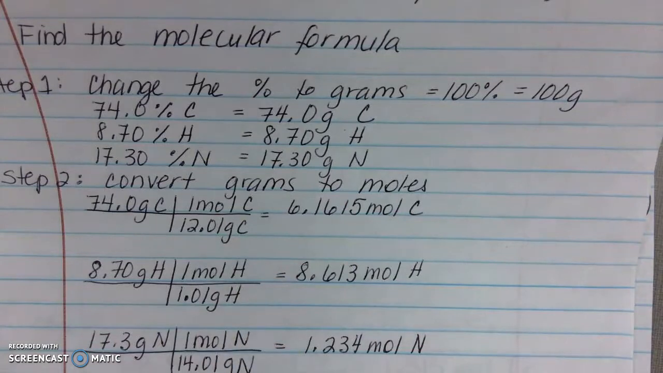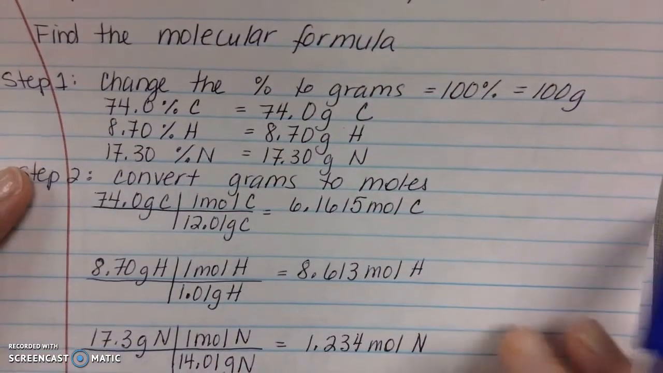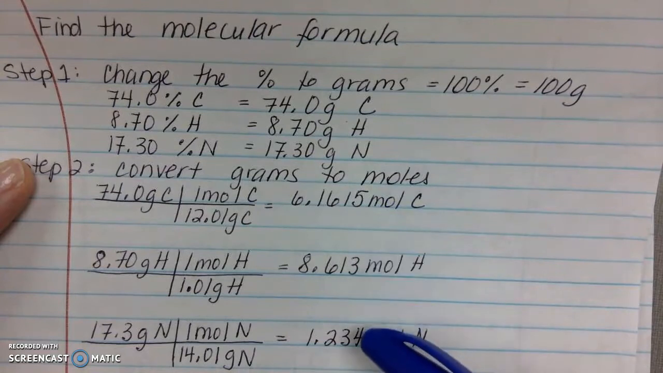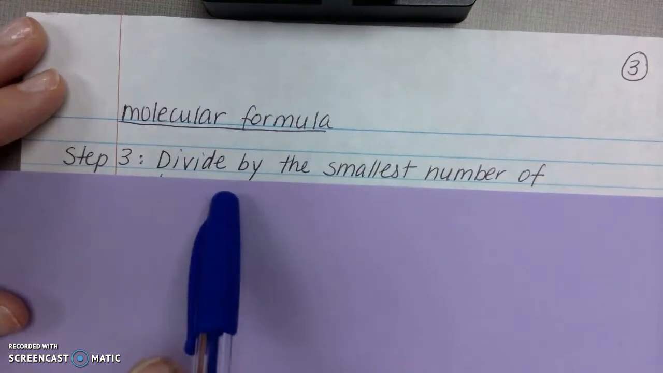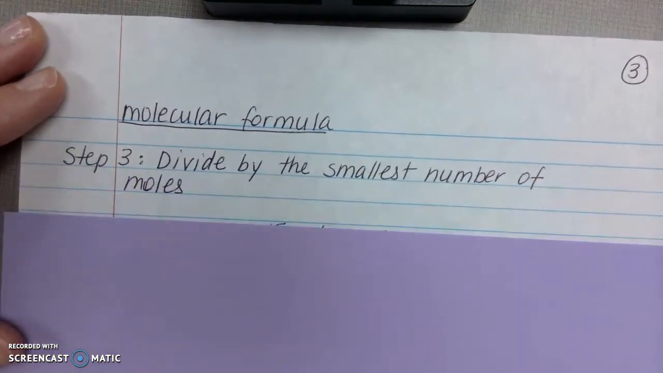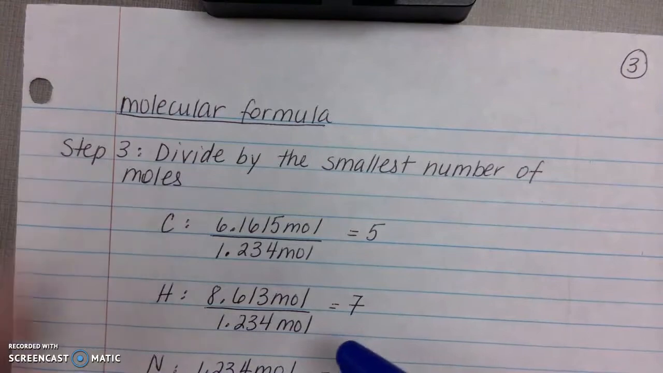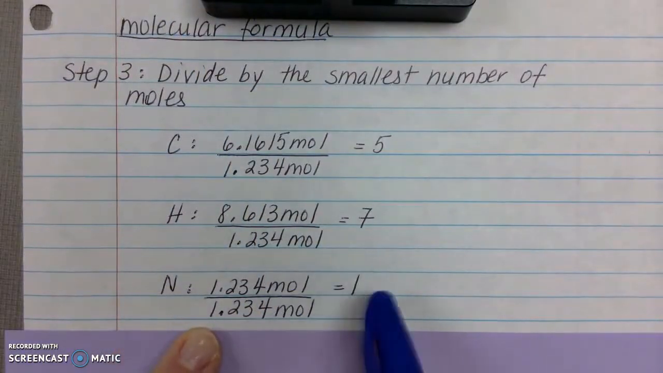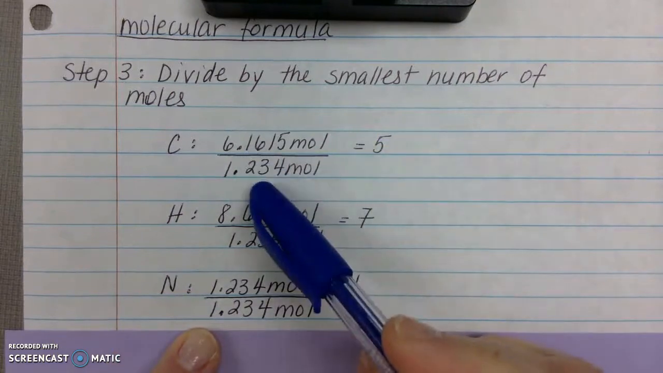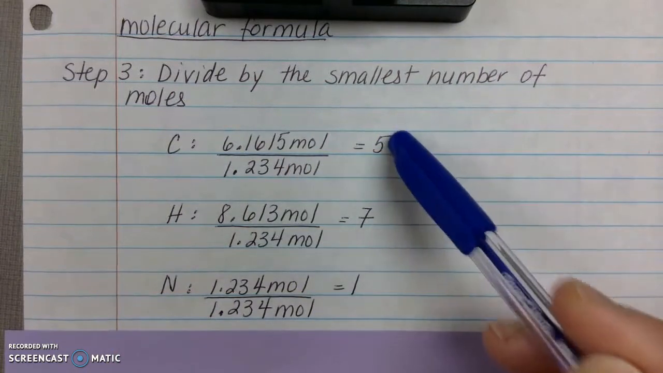So looking at all of these conversions into moles, step 3 is choosing the smallest number of moles and dividing by that smallest number of moles. So let me write out that step 3 for you. There we go. So dividing by the smallest number of moles. The smallest number of moles was nitrogen's moles. And by dividing that out, you get 1. Now, we'll notice that when we divide them, we get about a whole number. So they are whole numbers.